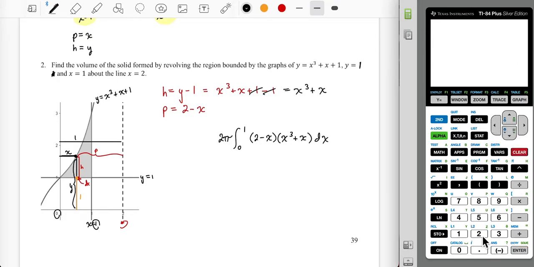So it's really just a matter of typing that information in. So 2 pi, math 9, 0 to 1, 2 minus x, x cubed plus x, close it up, dx, and we get about 6.0737.